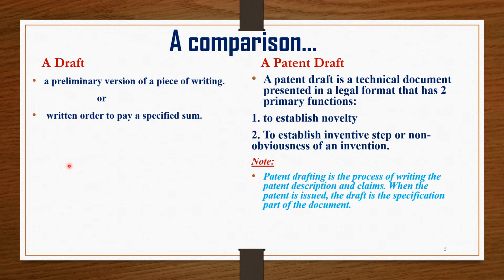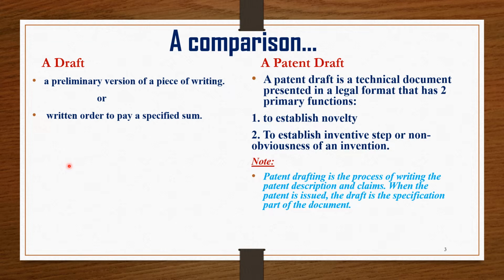Now we will go towards what is a patent draft. Because this is the demand of our legal world or the world of patents. Let us see. A patent draft is a technical document presented in a legal format that has two primary functions. Number one is to establish novelty, and point number two is to establish inventive step or non-obviousness of an invention.